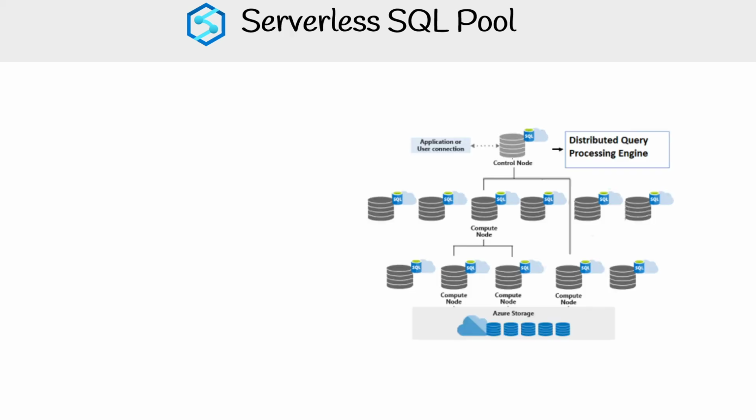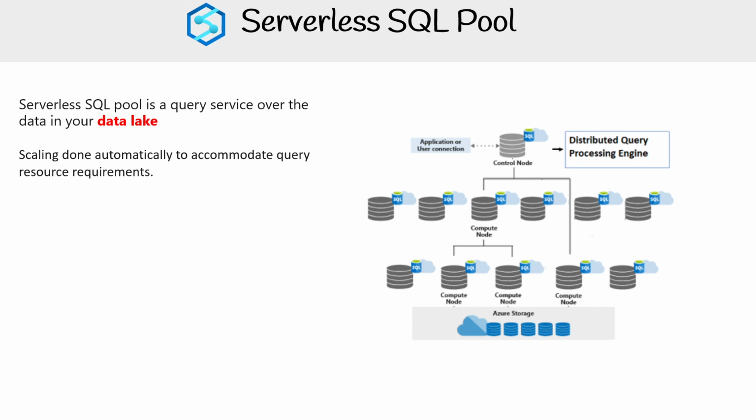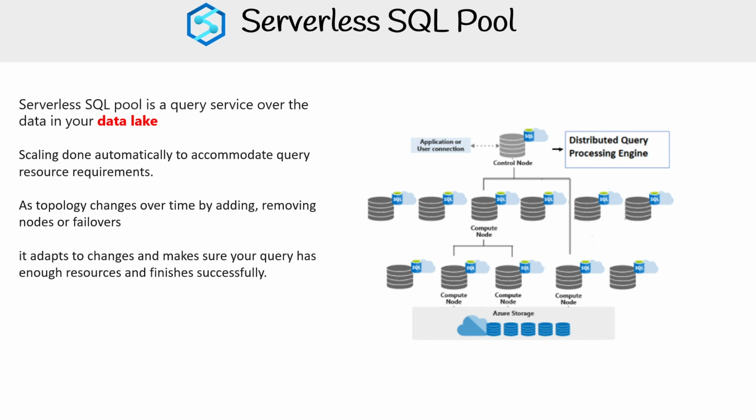Then there's the serverless SQL pool, which looks like this. And serverless SQL pool is a query service over the data in your data lake, scaling done automatically to accommodate query resource requirements. As topology changes over time by adding or removing nodes or failover, it adapts to changes and makes sure your query has enough resources and finishes successfully.